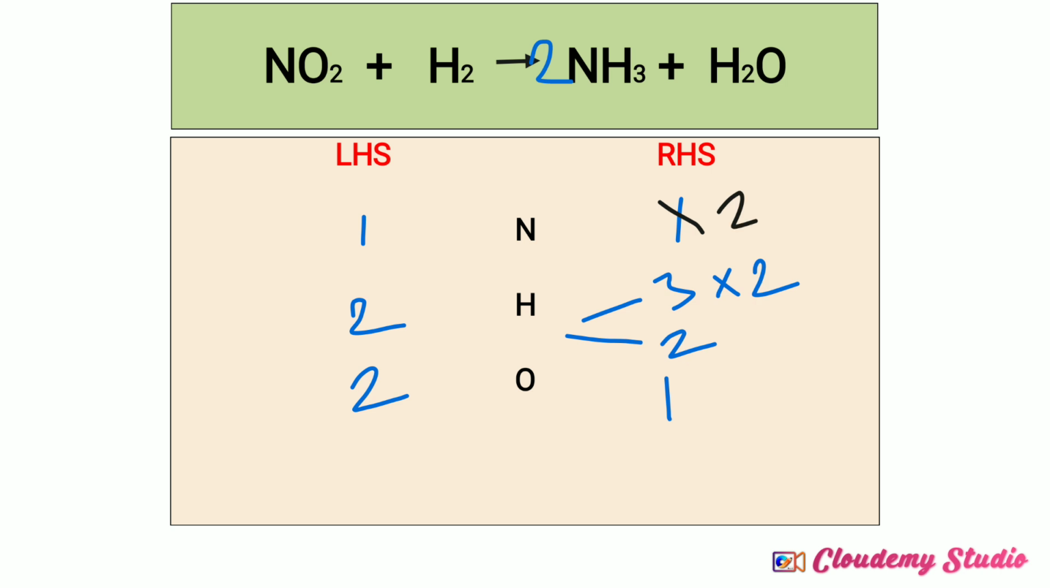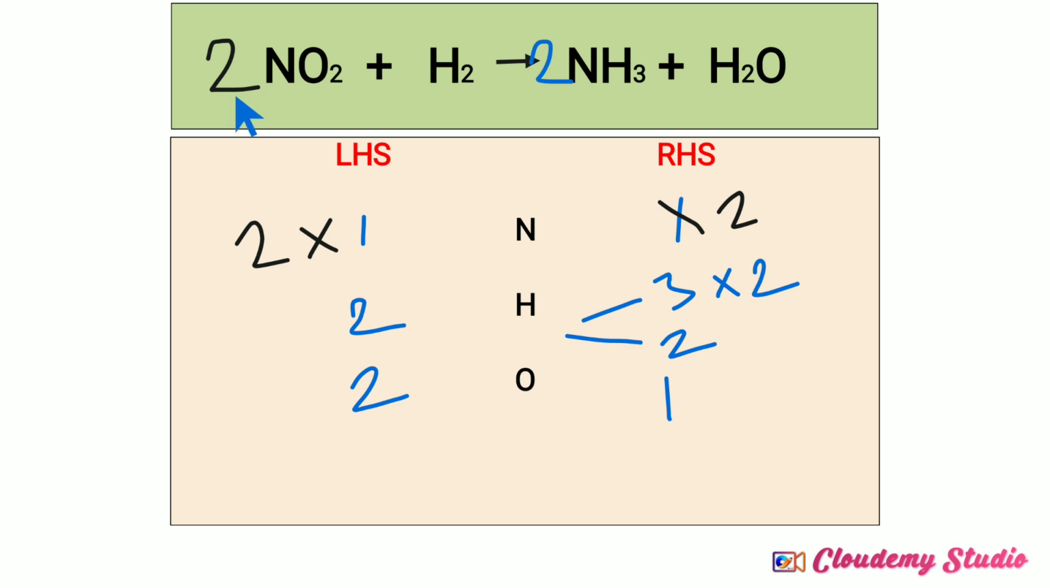But the nitrogen at the left hand side, how many times? Only 1 time. So in order to make it equal, what has to be done? This nitrogen, this 1 has to be multiplied by 2 times. Where do we need to write this 2? We need to write it as a coefficient of this nitrogen. It is present in nitrogen dioxide. So the nitrogen dioxide has to be multiplied by 2 times.